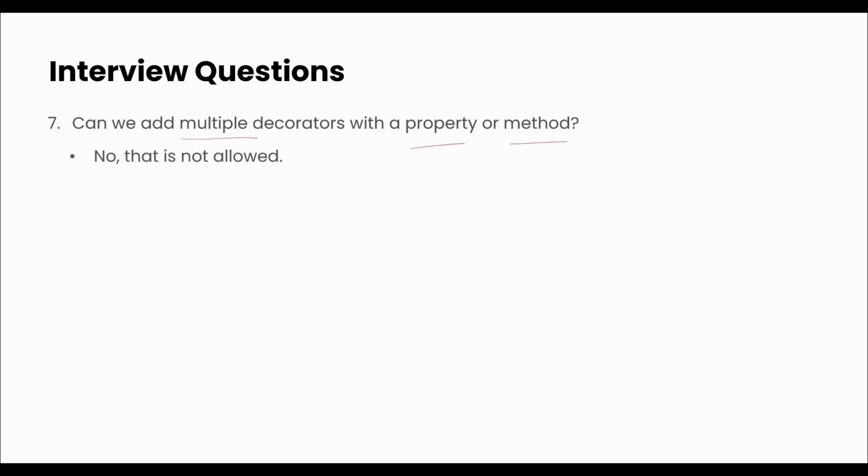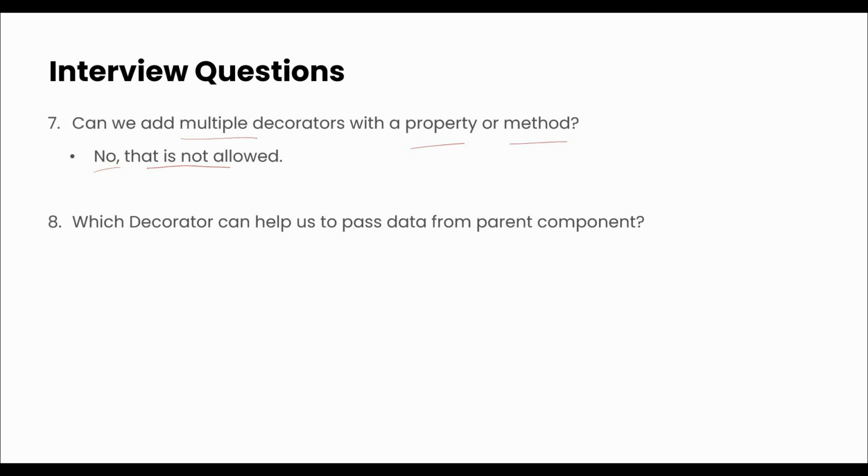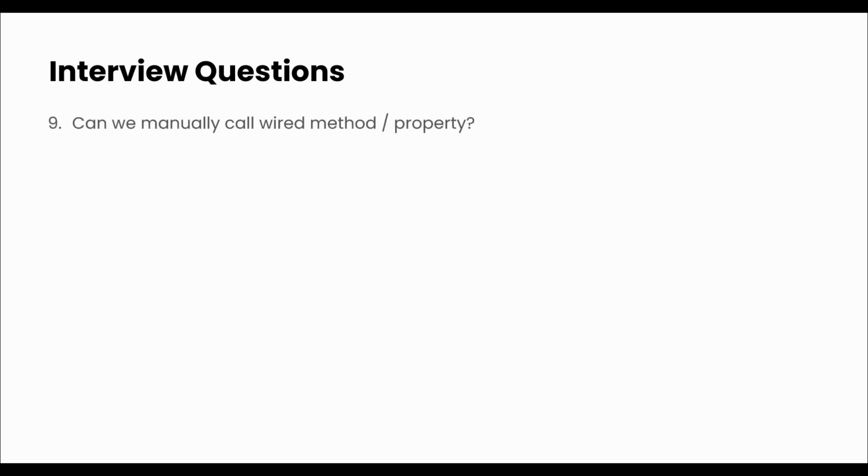Alright. Next question we have, can we add multiple decorators to a property or a method? Then the answer is no, that is not allowed. Now next question we have, which decorator can help us pass data from a parent component to a child? Then the answer will be the API decorator. Okay. Next question we have, can we manually call a wired method or property? Then the answer is no, we can't call wired methods or properties by ourselves.